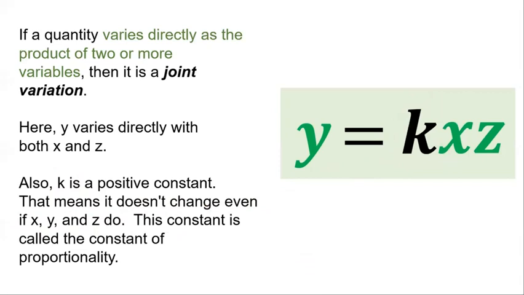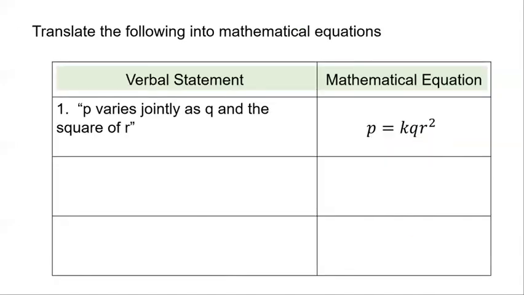Since ang joint variation ay isang direct variation din naman. Ang kaibahan lang sa joint variation may involved na higit pa sa dalawang variable. Let us translate the following into mathematical equations. Let us have number 1, P varies jointly as Q and the square of R. So that is P is equal to K Q R squared.